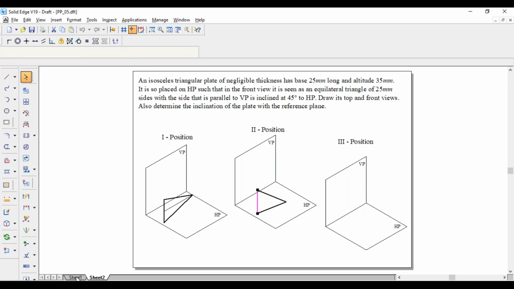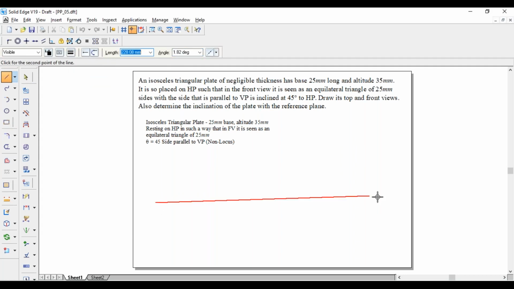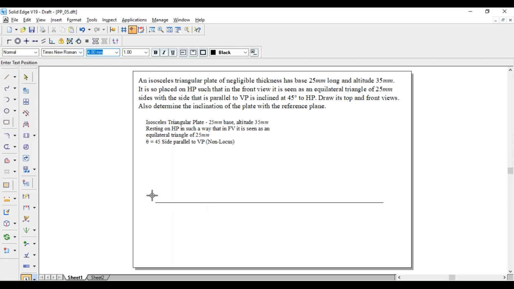We'll go through it step by step. First, draw a horizontal line, thin line, and name it as XY, with VP above and HP below. This is X, Y, VP, HP.